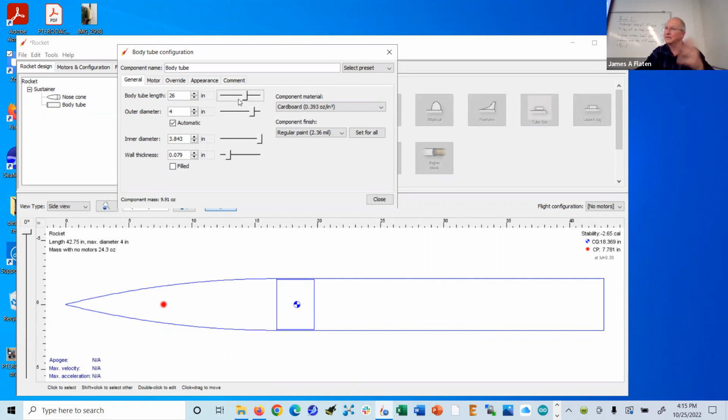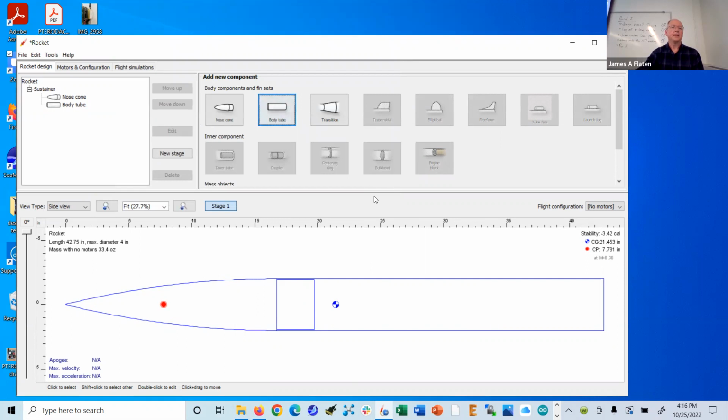Okay, so it looks like I chose 26 inches for this particular body tube. And the body tube, let's say that it's blue tube. Turns out blue tube is choosable. And I will say, okay, there it is. Now I want a coupler. The coupler is going to keep the upper section and the lower section lined up, right?